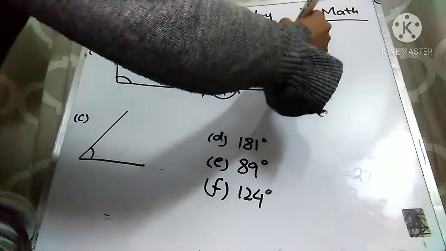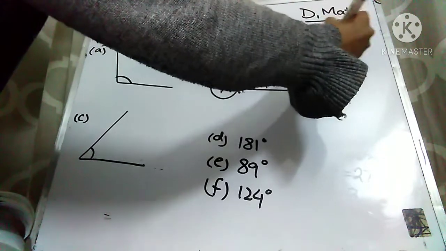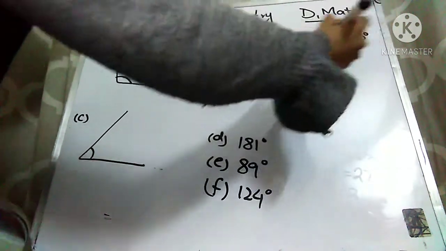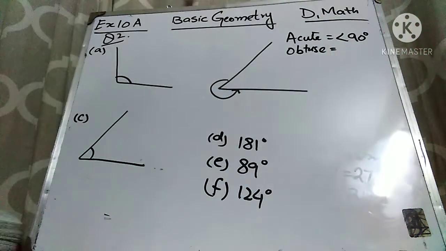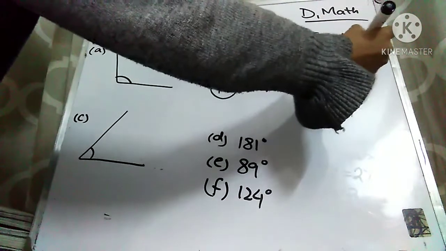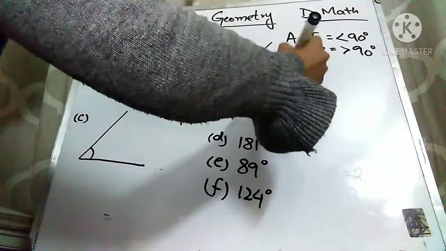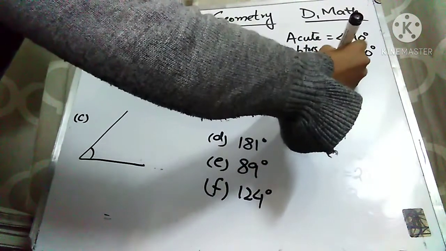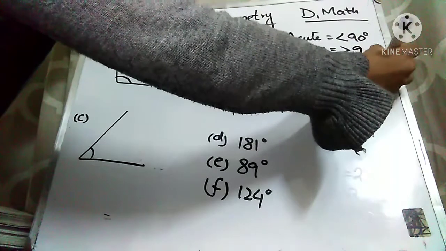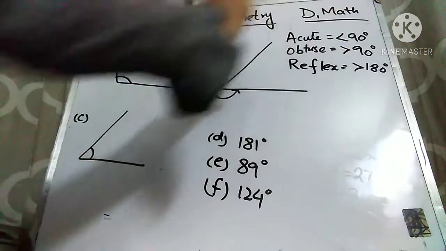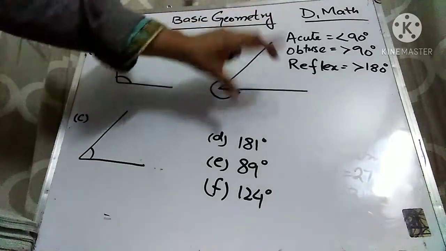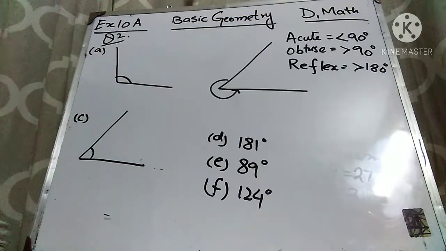An acute angle is basically less than 90 degrees. In simple words, just remember that an obtuse angle is greater than 90 degrees. And a reflex angle is greater than 180 degrees. So you just have to remember this information. With this information, you can solve all these 4 sums.